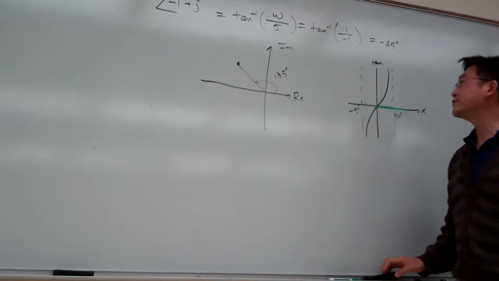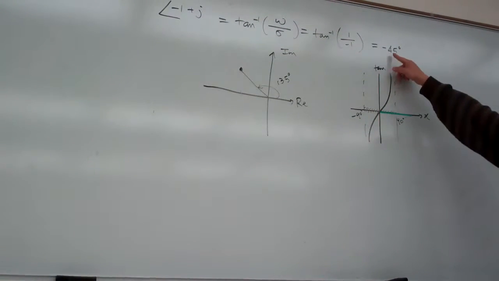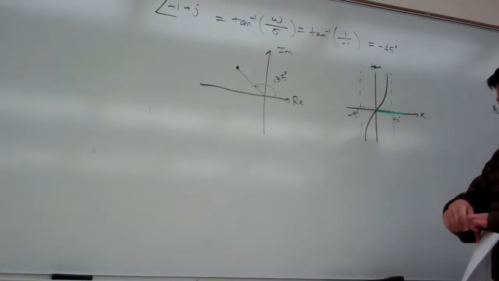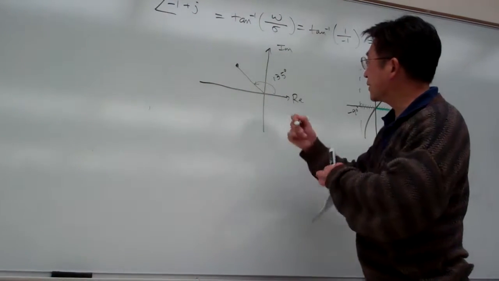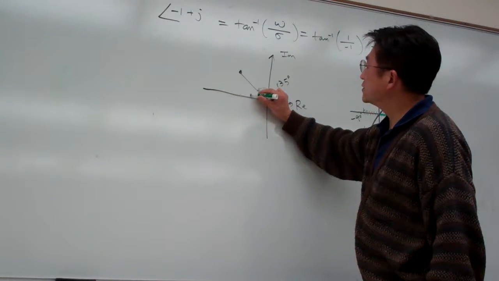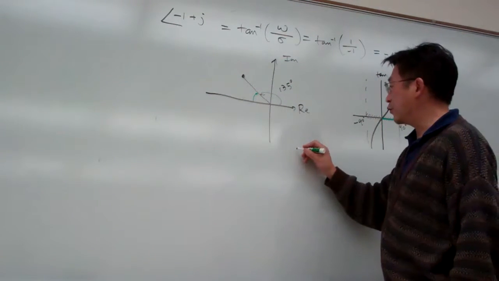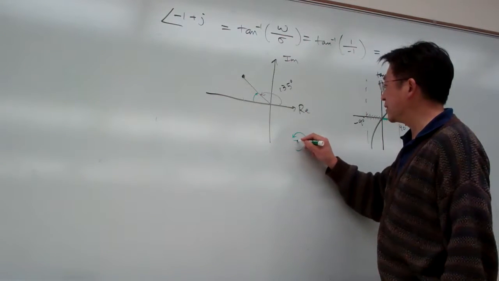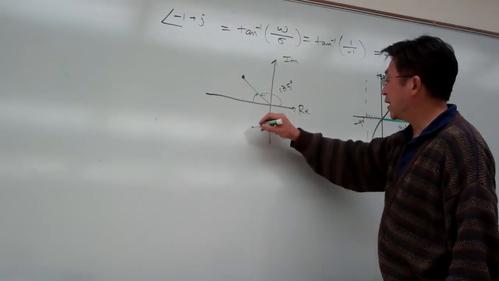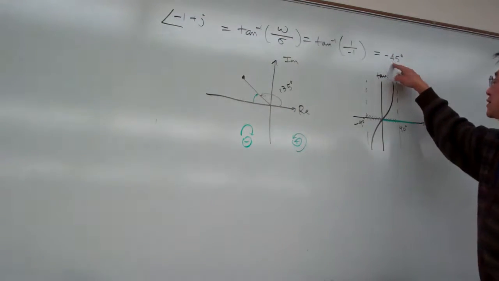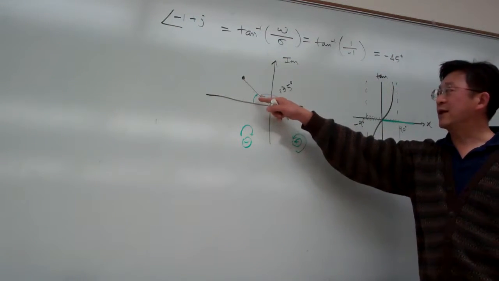Anyhow, whatever MATLAB or your calculator gives you is this number here. In our complex plane, we define the angle measurement so that this direction is positive and this is negative. So for this, the calculator will give you this number.